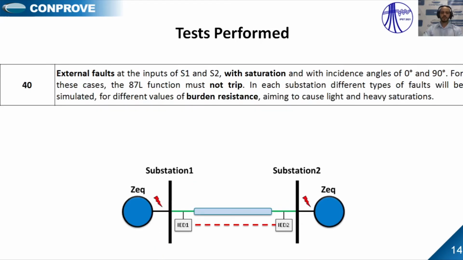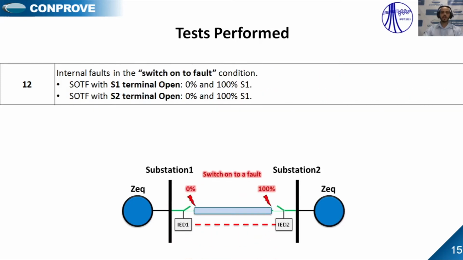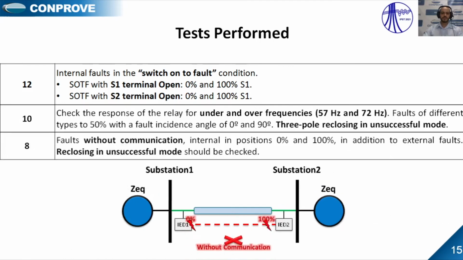Then another external fault, varying the burden, the resistance of the CT, to verify saturation and the response to light and heavy saturation. And then an external fault followed by an internal fault, verifying the saturation of the CTs. Then we perform the SOTF in both terminals. And then changing the frequency to verify the response. And a test without the communication.